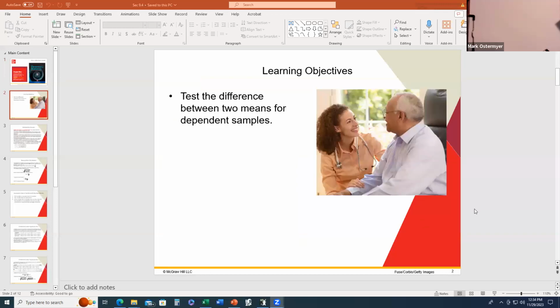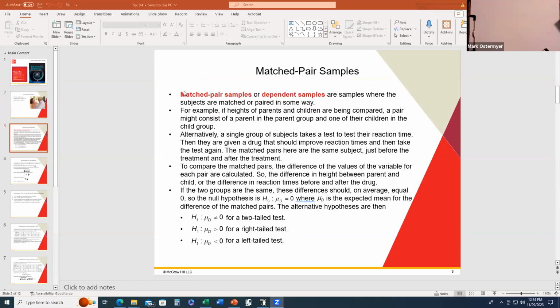By the time we get done with this section, hopefully we'll be able to conduct a matched pairs hypothesis test by comparing the means of two different populations. And of course, we are assuming that the samples are related to each other. They're pulled from both populations. Okay. All right, matched pairs samples.